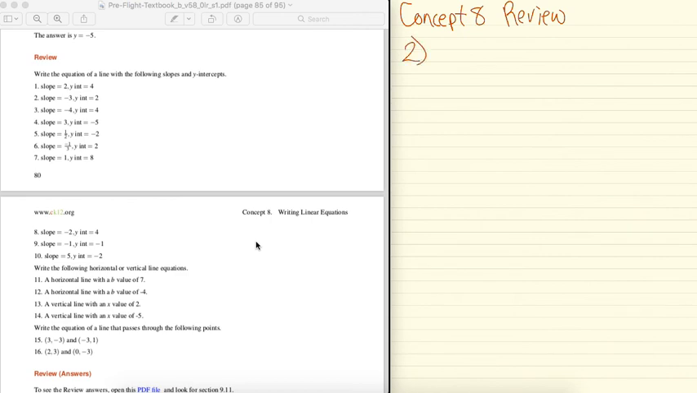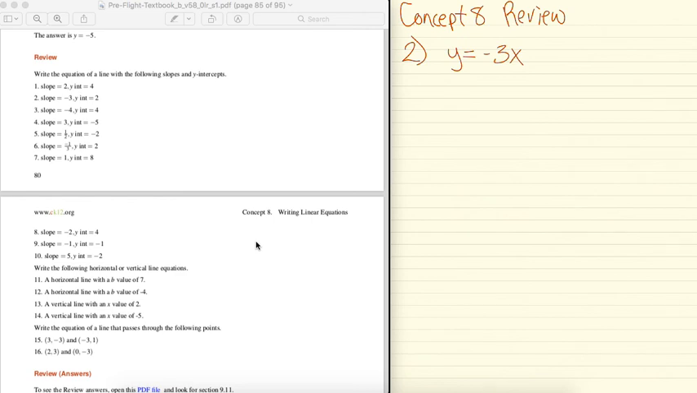So number 2, we're given the slope is -3 and the y-intercept is 2. Don't overthink these ones. When they're giving you the slope, that means you're plugging that in for m. That's the number multiplied by x. And the y-intercept is the thing being added or subtracted on the end, depending on if it's positive or negative.